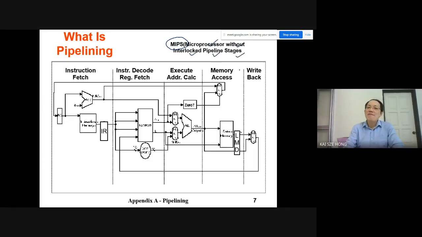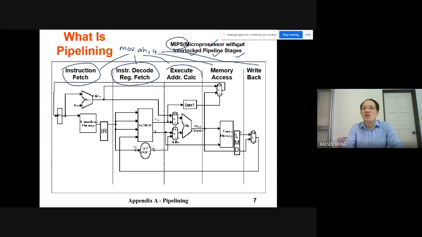That means that for the MIPS processor, you can split one instruction into stages, let's say five stages. The first stage is instruction fetch. The second stage is instruction decode or register fetch. The third is execute or address calculation. The fourth is memory access. And the fifth is write back. So this is basically the whole computer.